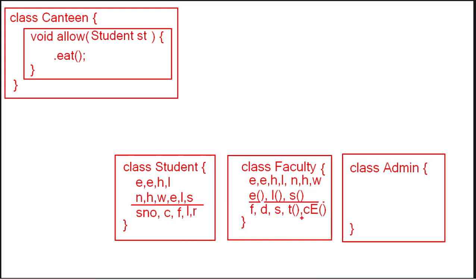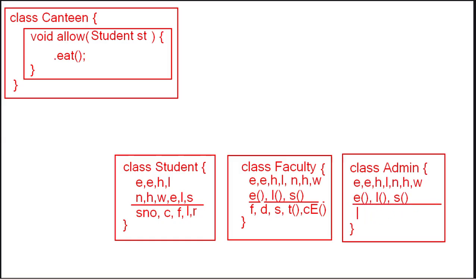Next, admin, person. Then in admin also, eyes, ears, hands, legs, name, height, weight. Next, eat, next, learn, and then sleep. Okay, these are the operations. These are the person properties, person operations.